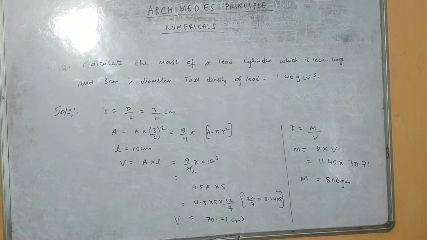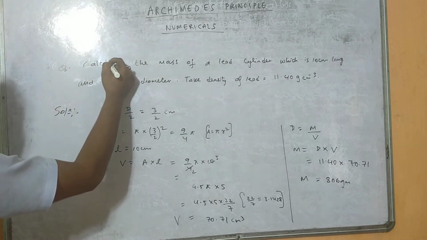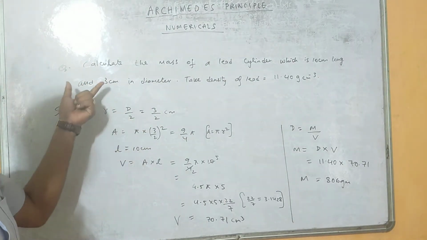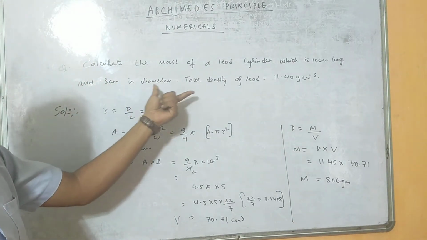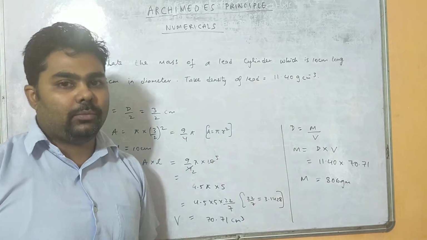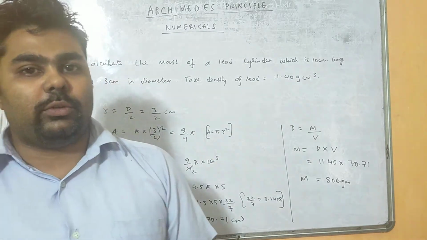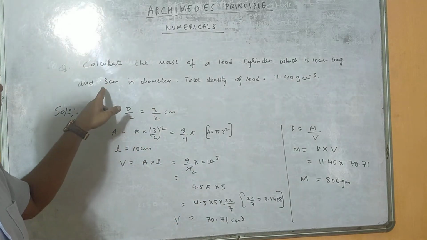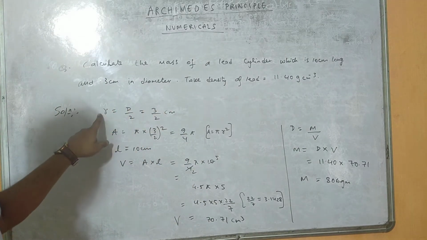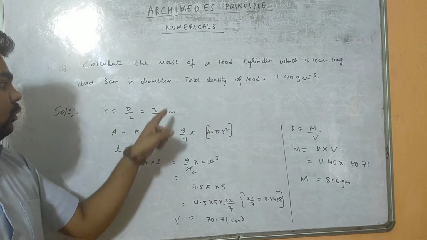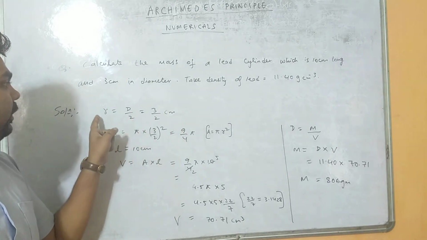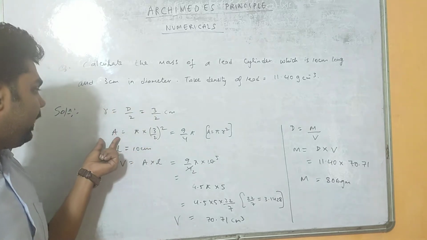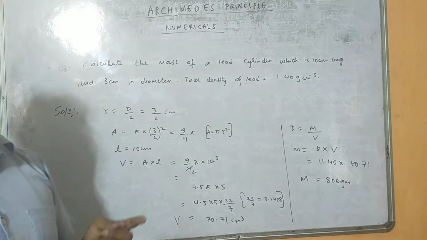Next question we have: calculate the mass of a lead cylinder which is 10 centimeter long and 3 centimeter in diameter. Take density of lead as given. First we will see what is given in the question. Length is 10 centimeter, and diameter is given. We know radius equals diameter by 2. So diameter is 3 centimeter, so radius will be 3 by 2 centimeter. We can write 1.5 also here. And area of cross section is pi r square.